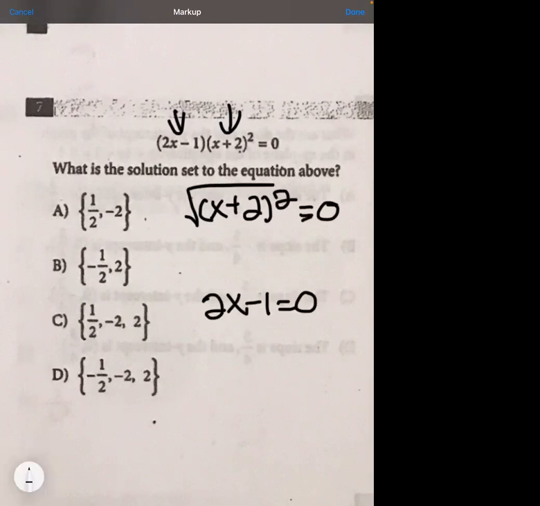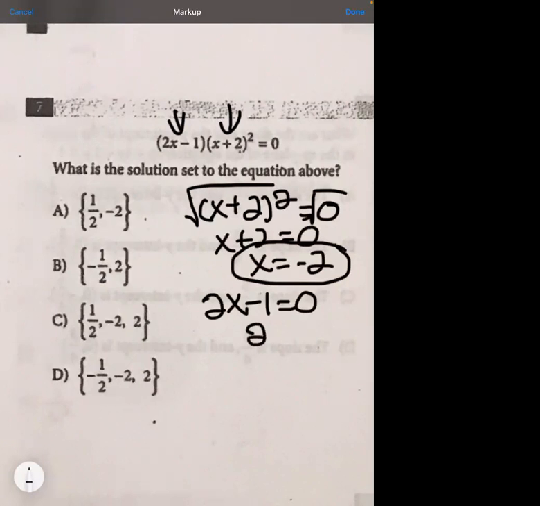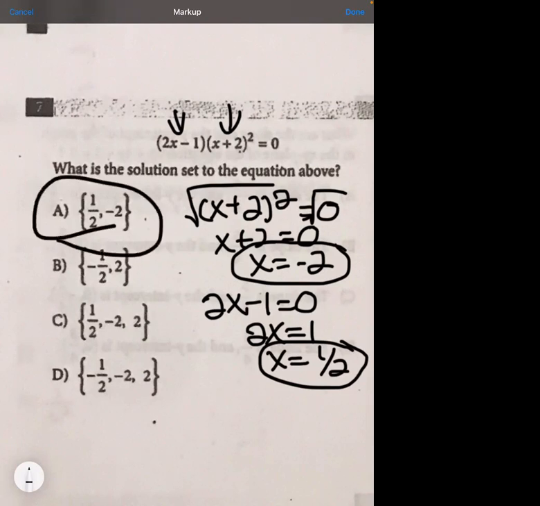So we can solve this equation: x plus 2 equals 0, x equals -2. This is one of the answers you will get. For the second answer, we will add 1 to both sides, and then divide by 2, and we will get 1/2. This is the second x coordinate that you will find. In this case, it will be -2 and 1/2.